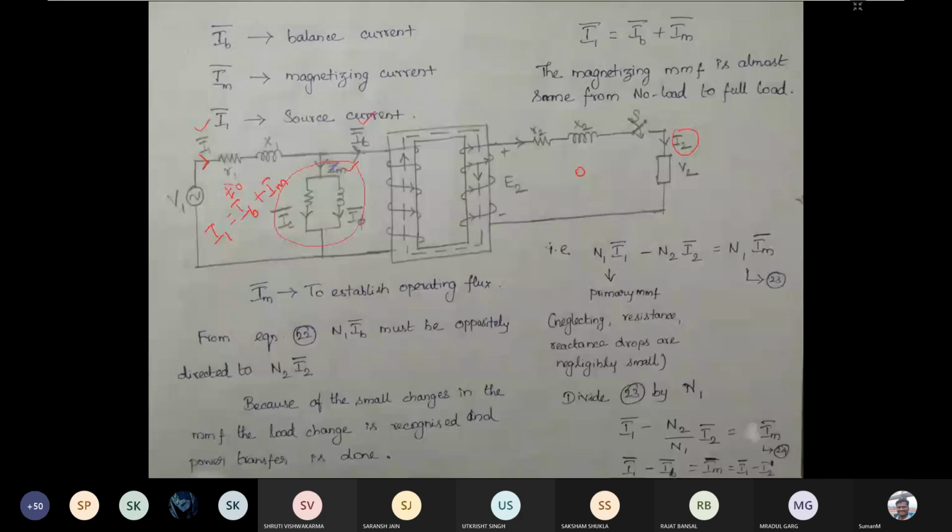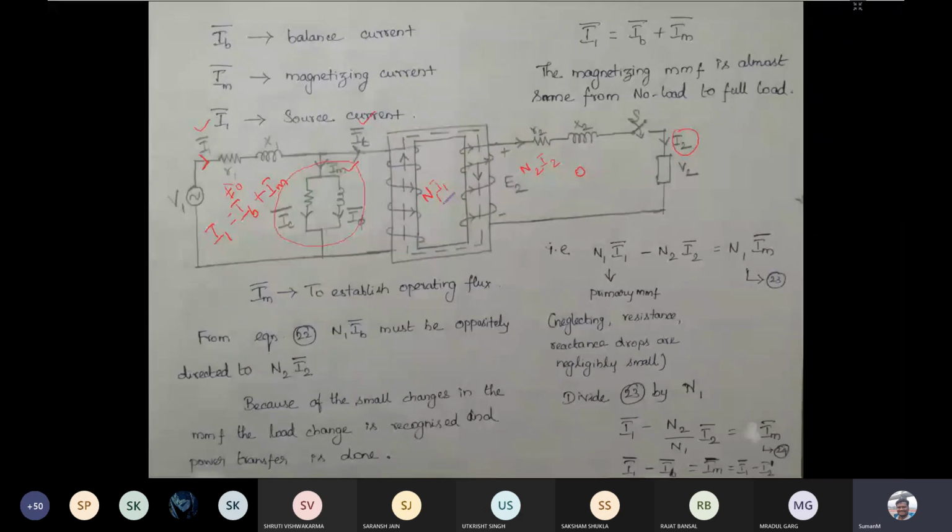Now, the point is that there is some primary MMF. Primary MMF is given by N1 into I1. There is some secondary MMF that is given by N2 into I2. Now, we have neglected these drops. Once we have neglected these drops, we will be getting primary MMF given by N1 and I1.